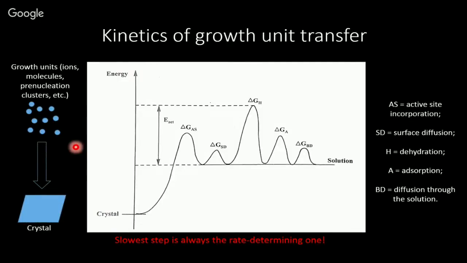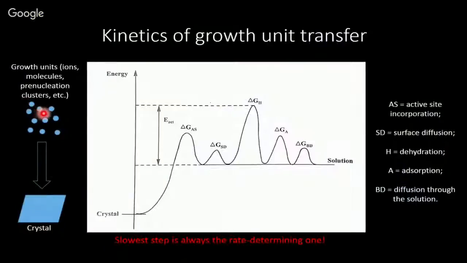So now let's move to another effect. This is the kinetics of the growth unit transfer. When I say growth unit, you can think of that as atoms that are coming to a crystal and adding up. So this crystal is growing, and the atoms are coming to the surface of the crystal and making the crystal grow. So you have a picture here. These would be the growth units, again ions, molecules, whatever, and they come to form a crystal.